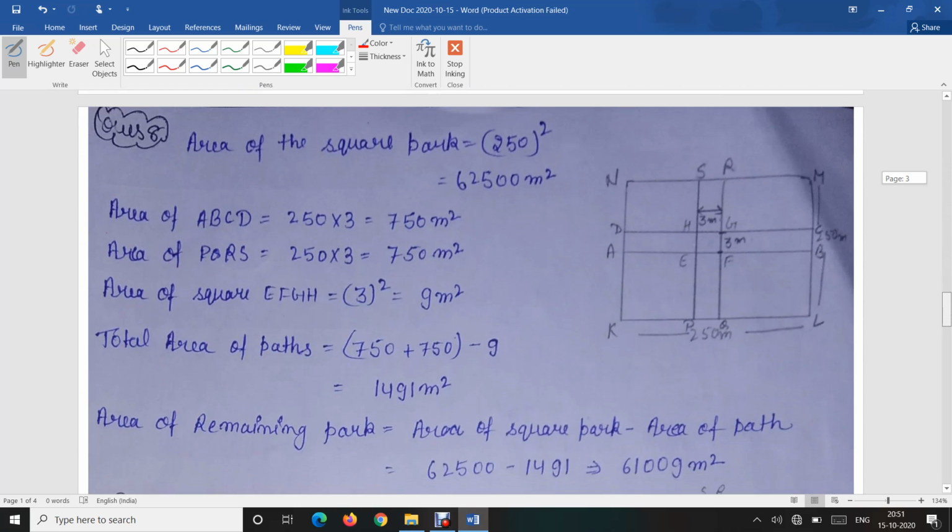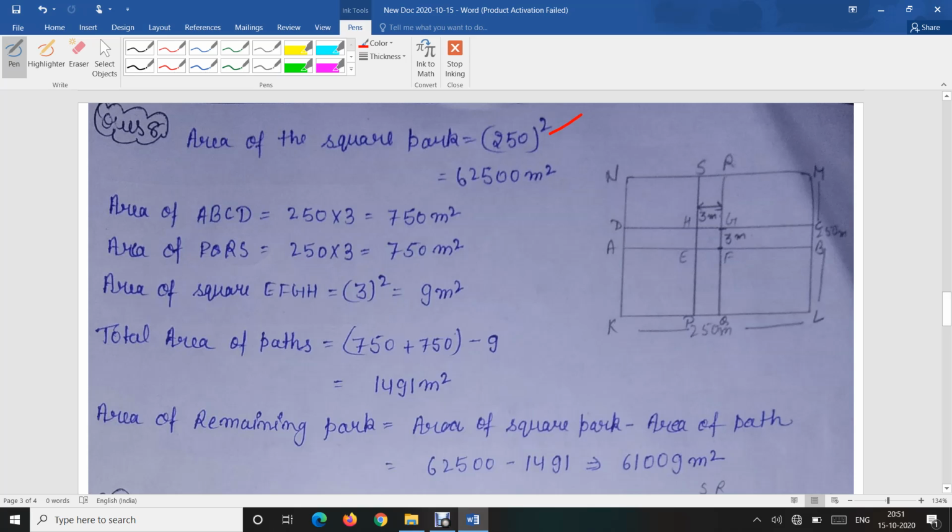This is question number 8. Area of the square is side multiplied by side, and the side is 250, so it gives 62,500 meter square. Now the area of ABCD, that means the area of this rectangle. If this is 250 meter, then this will also be 250 meter, because this path is parallel to the length. So the length is 250 and the breadth is 3 meter. So the area of ABCD is 250 multiplied by 3, which is length multiplied by breadth, gives 750 meter square.